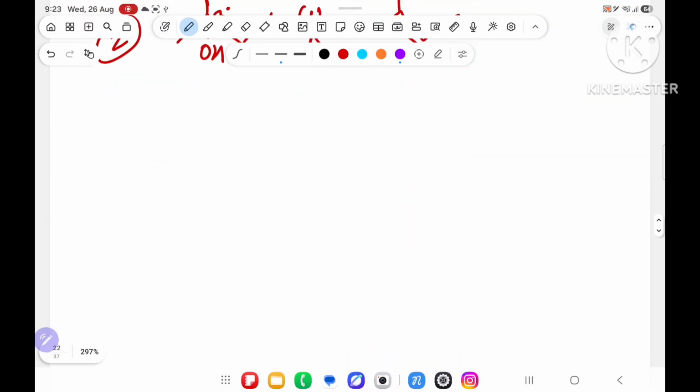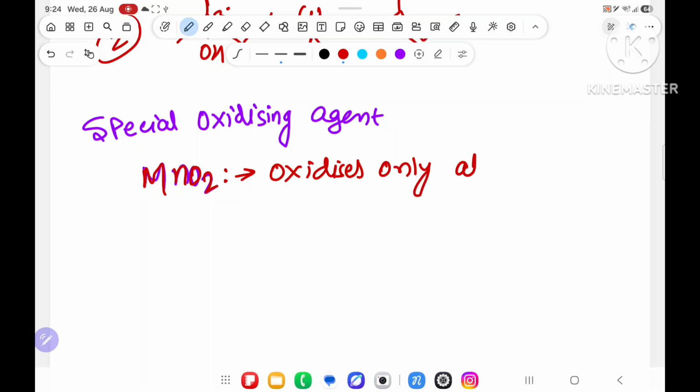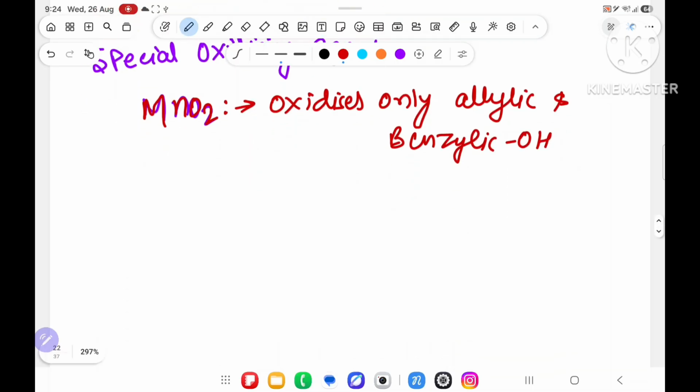After that, the last special oxidizing agent. A special oxidizing agent is MnO2. MnO2 oxidizes only allylic and benzylic alcohol.